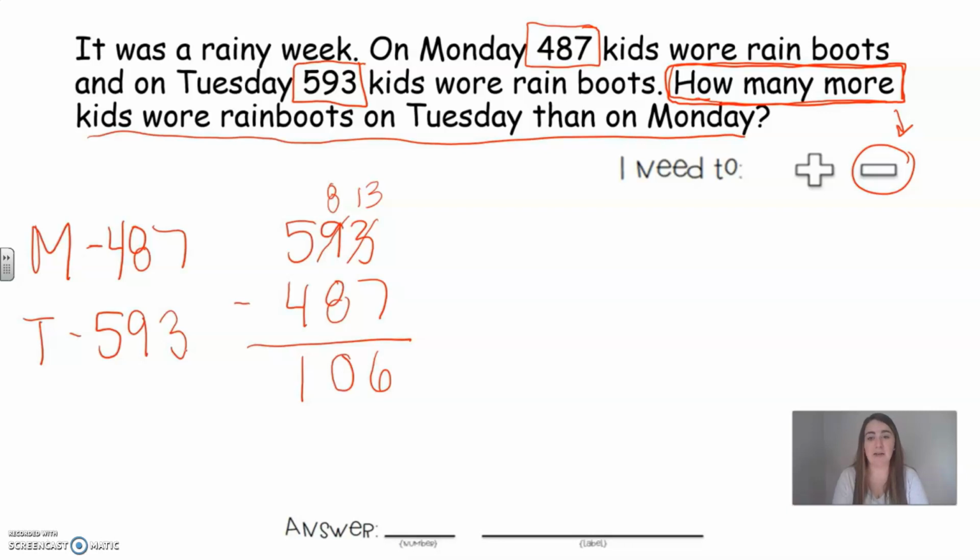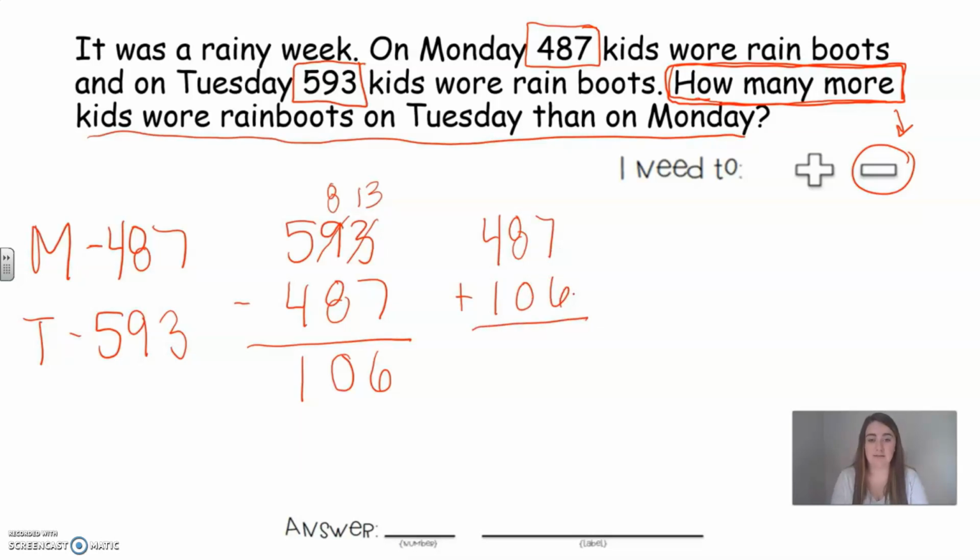Do you know you can make another equation? What will we need to add to make another equation? We did these last week. We should be able to add 487 and 106 and it equal 593 if we're right. So let's go ahead and check our work.